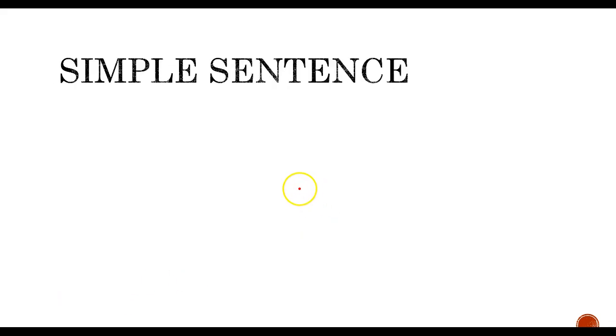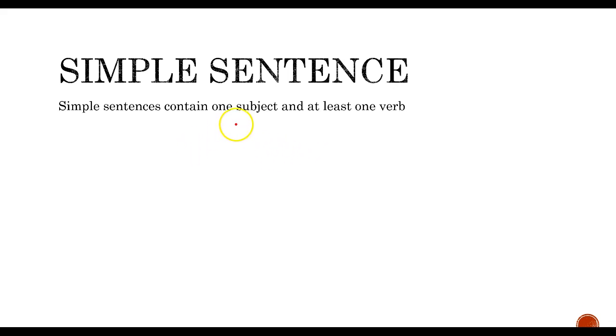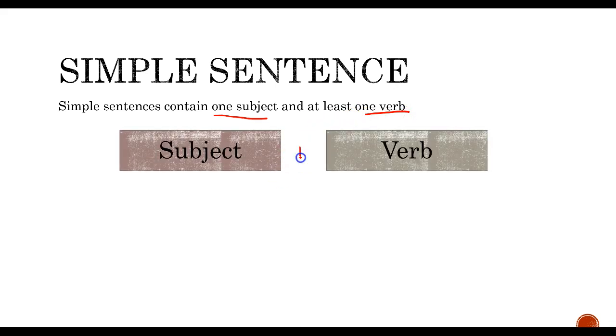So the simple sentence is the building block of all sentences. A simple sentence is basically one subject and at least one verb. Let's take a look at a couple of examples. Very basic simple sentence, I go. Right? We have the subject and we have a verb.